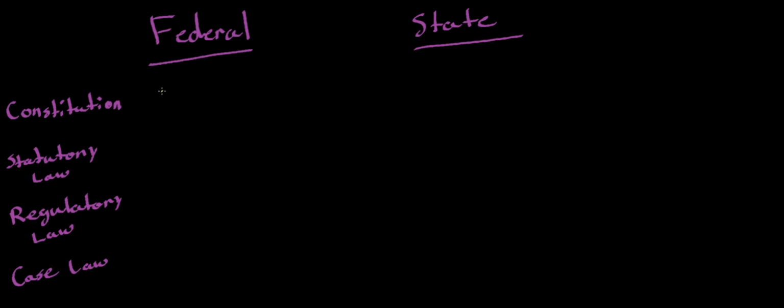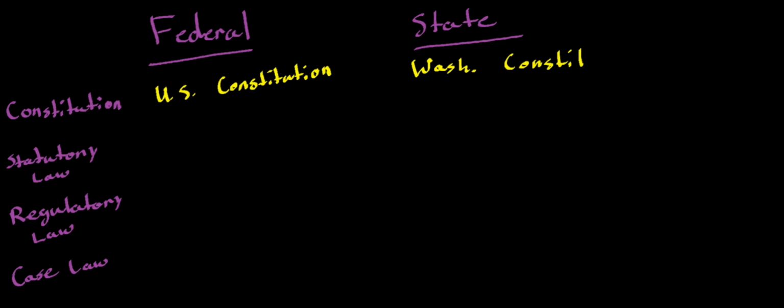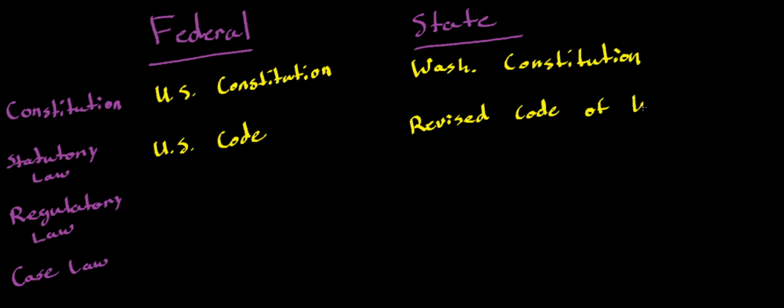So if you want to find the constitutional law of the federal government, you would look at the U.S. Constitution. And each state has its own constitution. In Washington, it is simply known as the Washington Constitution. If you would like to find statutory law for the federal government, you would look at the U.S. Code. And each state has its own body of statutory law. In Washington, it is known as the Revised Code of Washington.